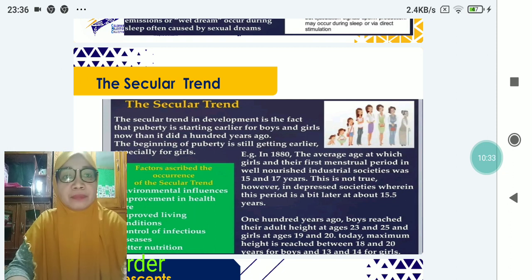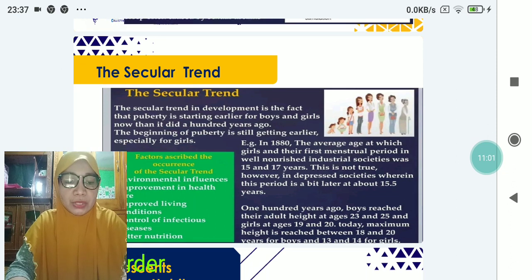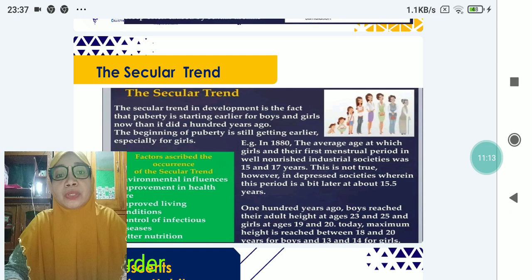Ito yung example niya. In 1880, the average age at which girls had their first menstrual period in well-nourished industrial societies was 15 to 17 years. This is not true today. However, in depressed societies the period comes a bit later, at about 15.5 years. 100 years ago, boys reached their adult height at ages 23 to 25, and girls at ages 19 to 20. Today, maximum height is reached between 18 and 20 years for boys and 13 and 14 for girls.